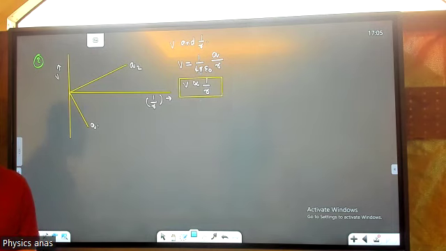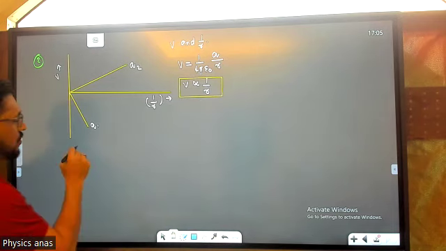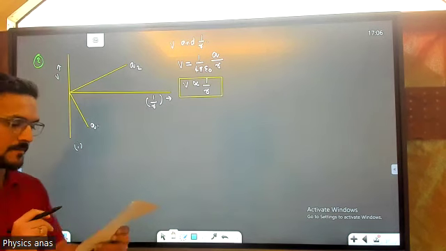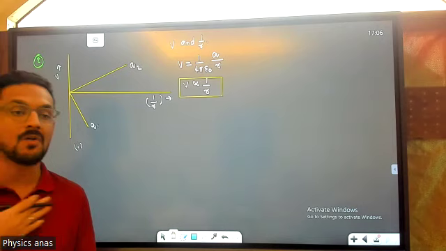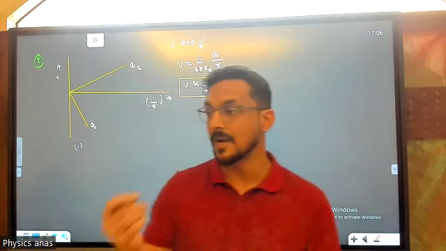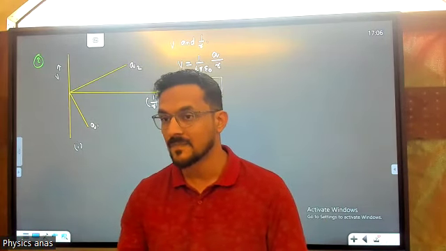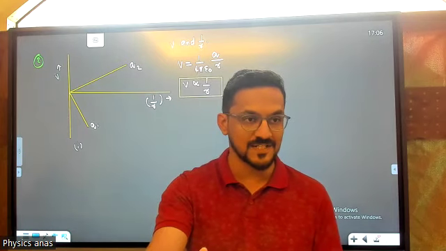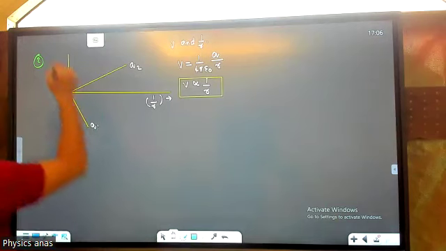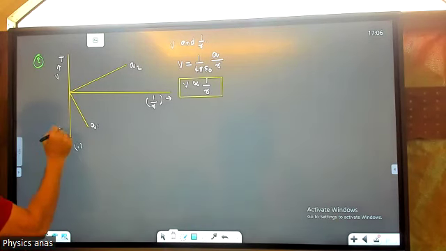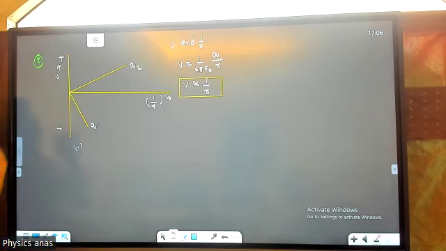Did you understand that? Now, look at the first question. What are the signs of these two charges? We have an idea about electric potential. Potential due to positive charge is positive. Potential due to negative charge is negative, right? Now this is the positive y-axis and this is the negative y-axis. So this is positive potential and this is negative potential.